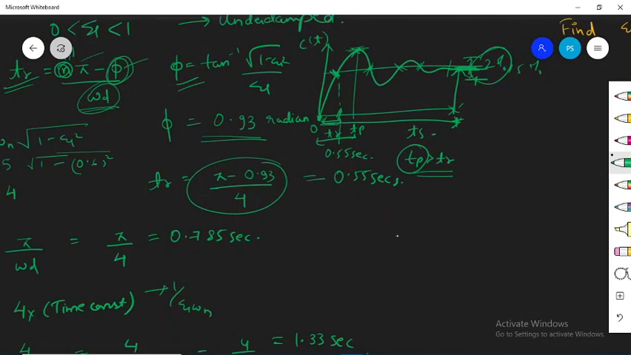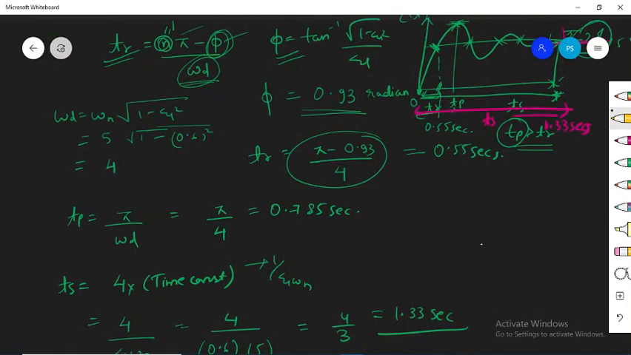So this time period is my settling time. This time period is the time when we can say that the transients have almost died out and the steady state has been reached. The final steady state for the system has been reached, and this time period is coming out to be equal to 1.33 seconds.